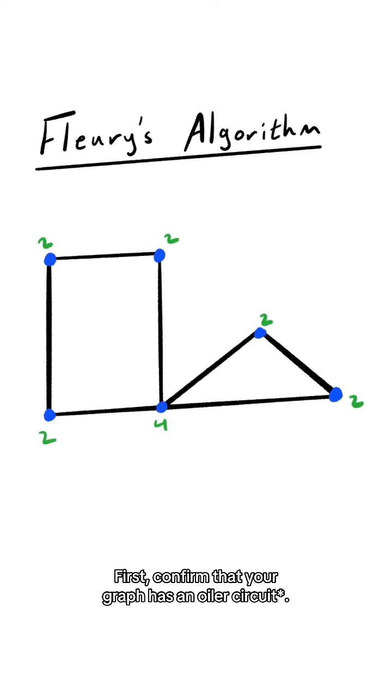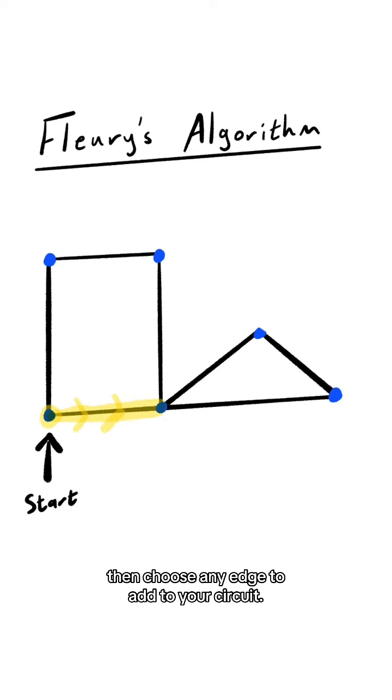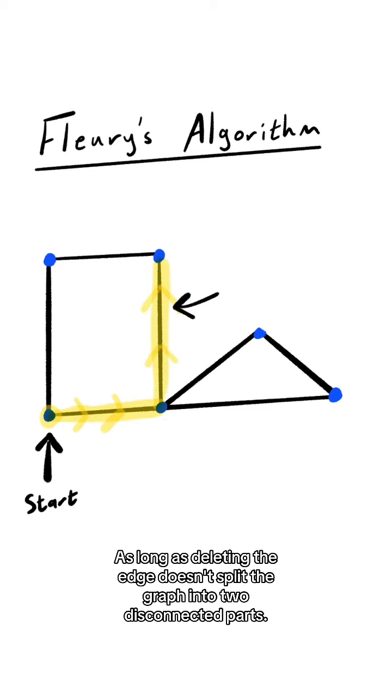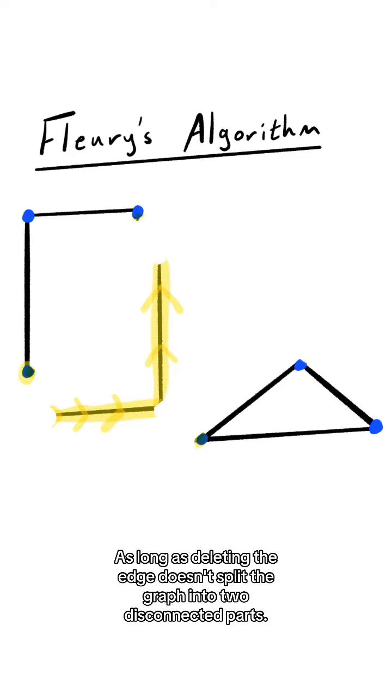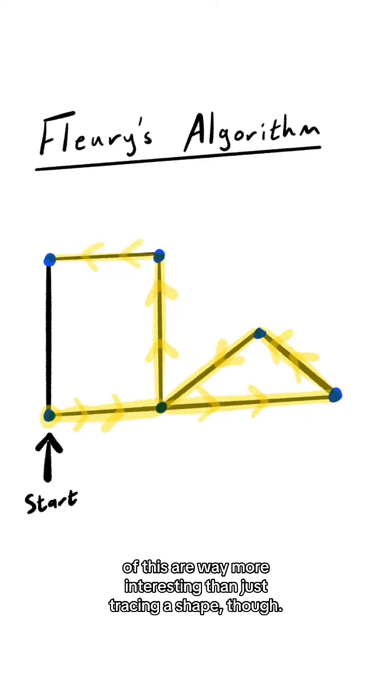First, confirm that your graph has an Euler path. If it doesn't, you can Eulerize it. I'll talk about that later, so for now, just start wherever. Then, choose any edge to add to your circuit as long as deleting the edge doesn't split the graph into two disconnected parts. The real-world applications of this are way more interesting than just tracing a shape, though.